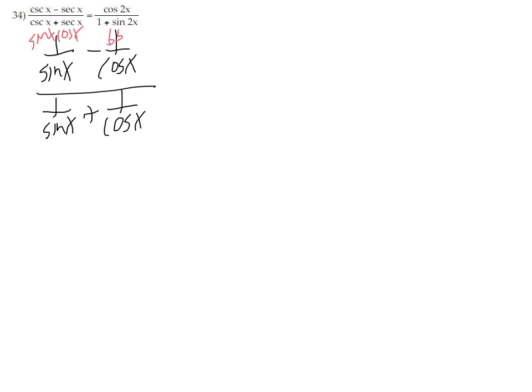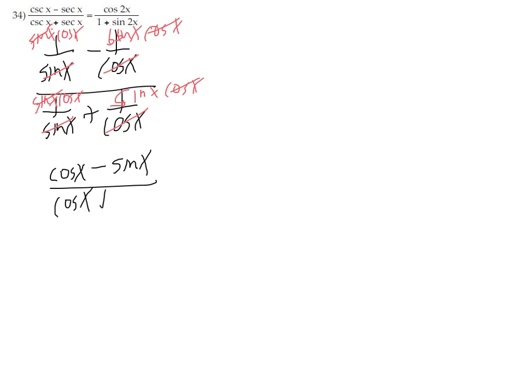Sine x cosine x here, sine x cosine x here, sine x cosine x here. What this will do is allow me to clear the mini fraction inside this fraction, giving me cosine x minus sine x divided by cosine x plus sine x. This does not reduce anymore, and it doesn't look like an obvious thing to try anything else. I can think of one thing I would try if I had to, but let's start working on the right side now.